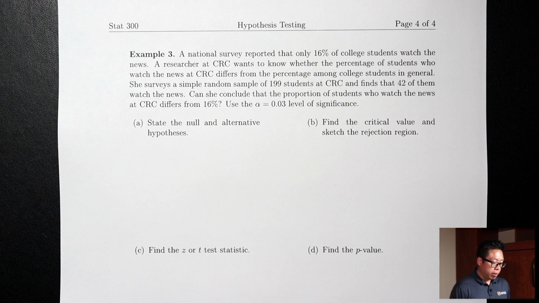Example 3. A national survey reported that only 16% of college students watch the news. A researcher at CRC wants to know whether the percentage of students who watch the news at CRC differs from the percentage among college students in general. She surveys a simple random sample of 199 students at CRC and finds that 42 of them watch the news. Can she conclude that the proportion of students who watch the news at CRC differs from 16%? Use the alpha equals 0.03 level of significance.